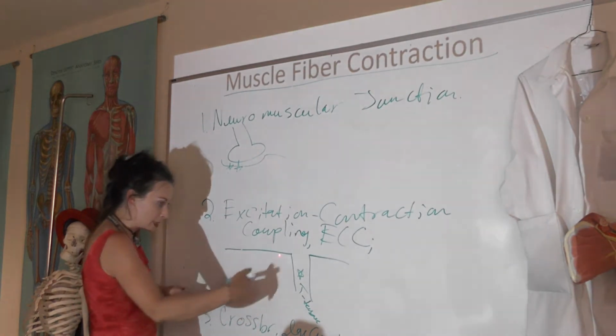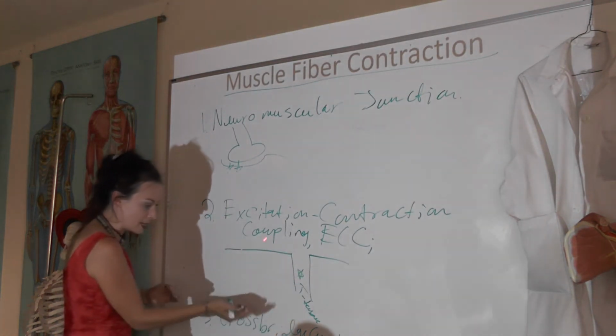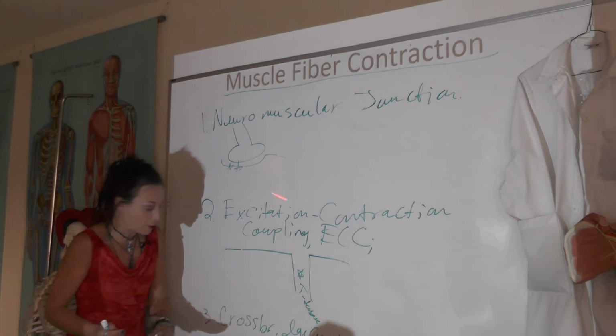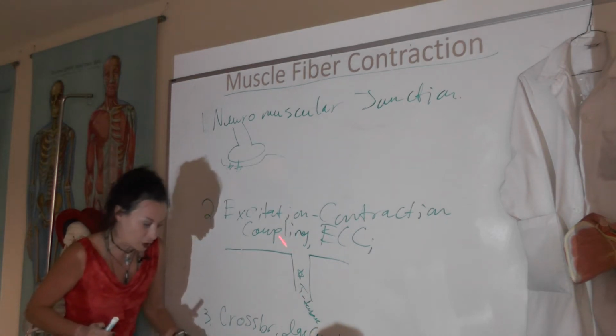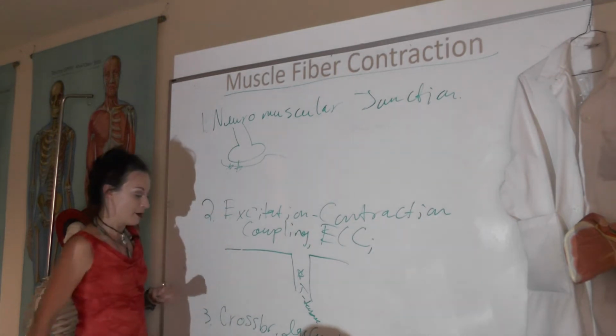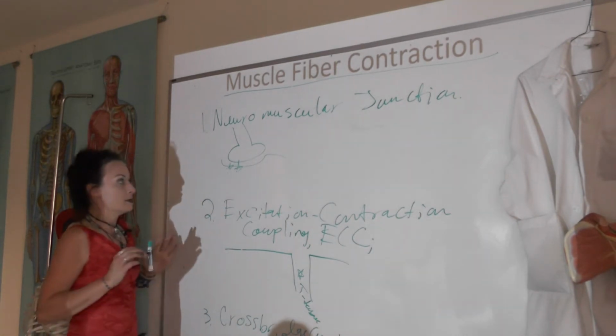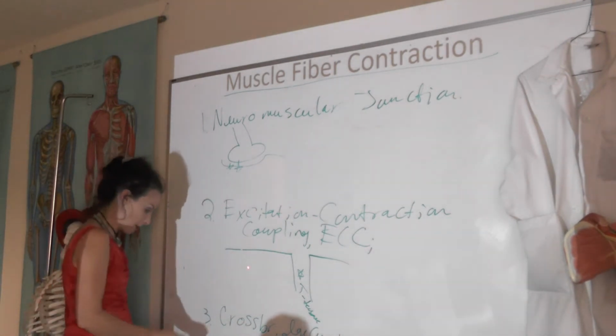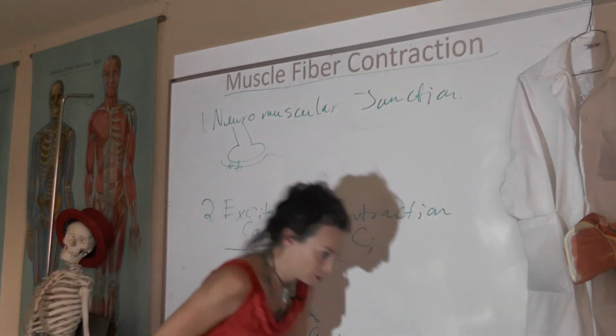And then when we release that calcium, we'll zoom in to the microscopic structure of contraction, the sarcomere, for our cross-bridge cycling. So first, let's think about what happens at the motor end plate.